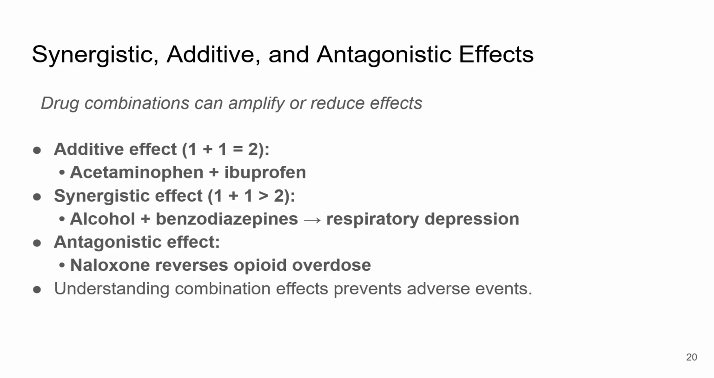And then third is an antagonistic effect, where one drug reduces or blocks the effect of another. Naloxone, as we talked about before, is a key example. It antagonizes opioid receptors and can reverse opioid overdose by blocking the opioid effect. So the takeaway here is that drug combinations can either enhance benefit or dramatically increase harm, and understanding these drug-drug interactions is essential for preventing adverse events, our side effects, and improving our overall patient safety.